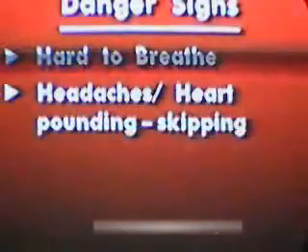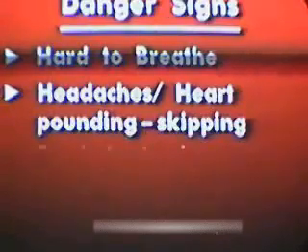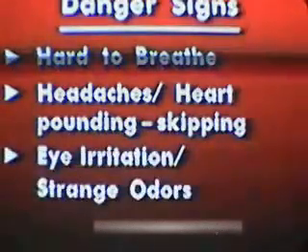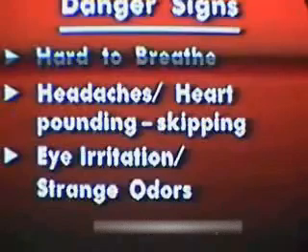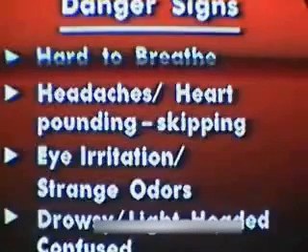As you work, watch out for the danger signs of being exposed to hazardous gases, such as if it's hard to breathe, headaches, or your heart pounding or skipping, eye irritation, or strange odors of any kind, such as gas or rotten eggs. Or if you feel drowsy, lightheaded, or confused. If you think you're in danger, get out. You may not have a lot of time. Evacuate the space immediately.